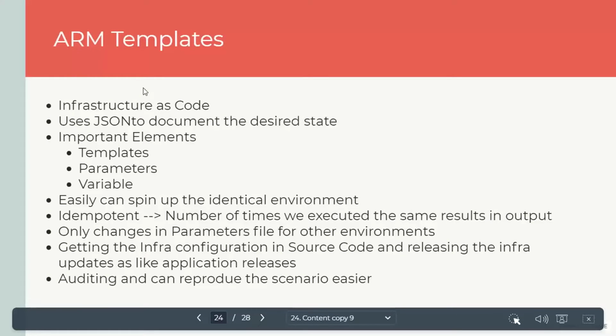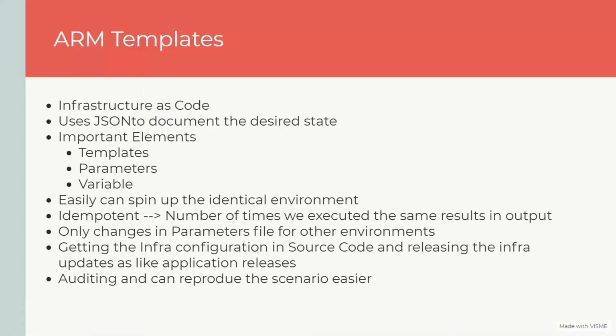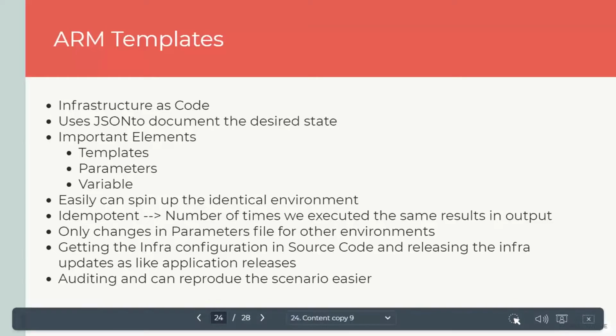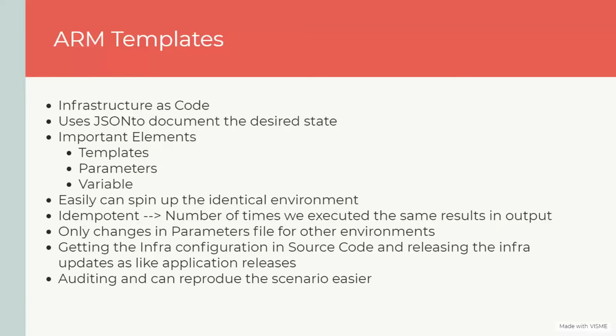So the next one is ARM templates. As we just discussed, this is infrastructure as code. For that approach, we can use Azure Resource Manager, and there are other options too, like Terraform, which is also supported. Here we use JSON to document the desired state, like how you want the resources to be created and what things you can externally parameterize. Everything we can accomplish using JSON.